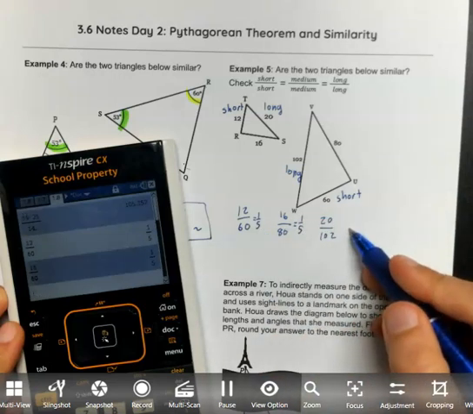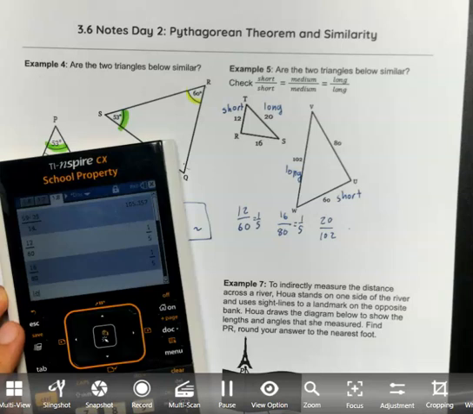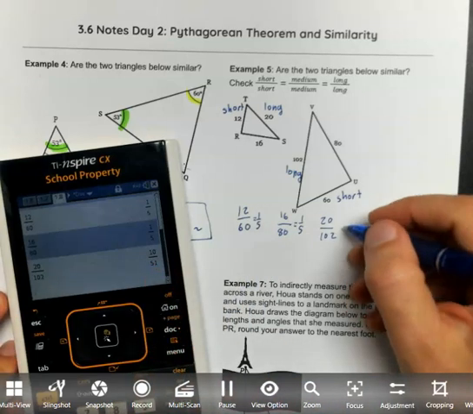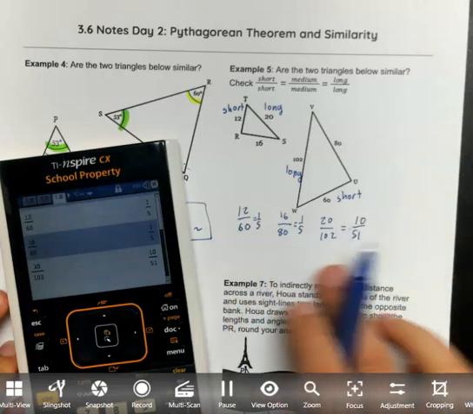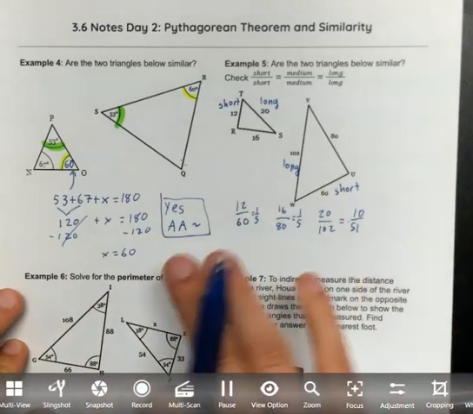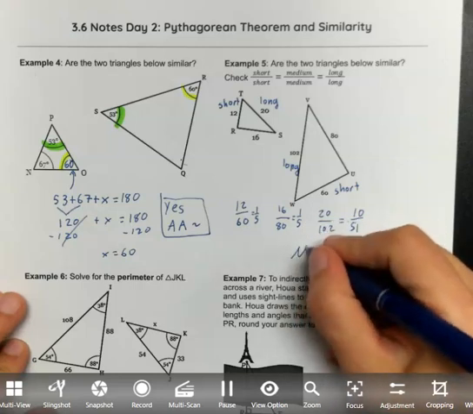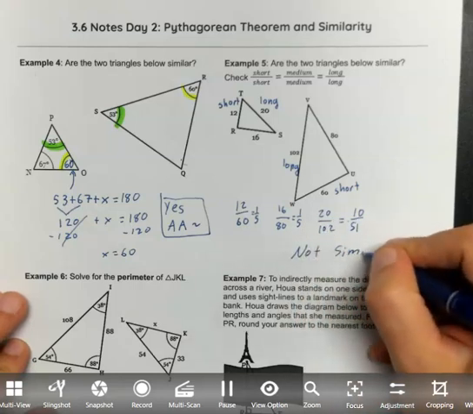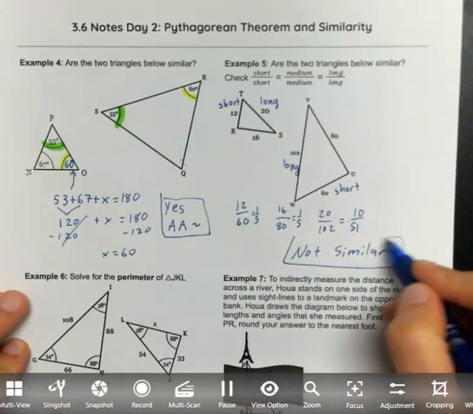If we get 1/5 here, then we have similar triangles. If we do not get 1/5 here, we do not have similar triangles. Let's see, 20 divided by 102. My calculator does not say 1/5. It says 10 over 51. So therefore, do we have similar triangles? No, because we don't have the same ratio for all three sides of our triangle. So therefore, not similar. All three would have had to have the same ratio. Okay?